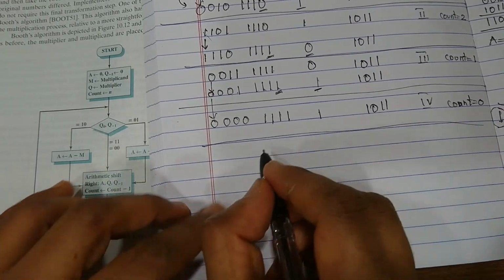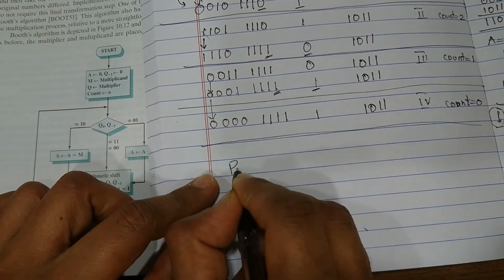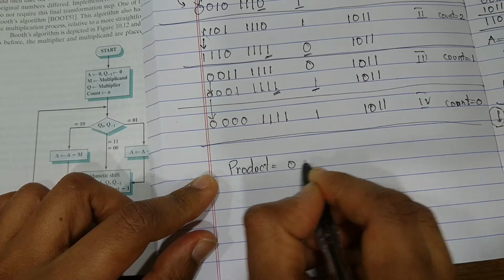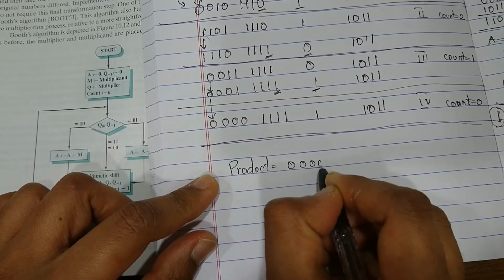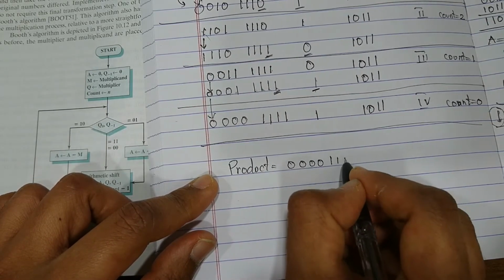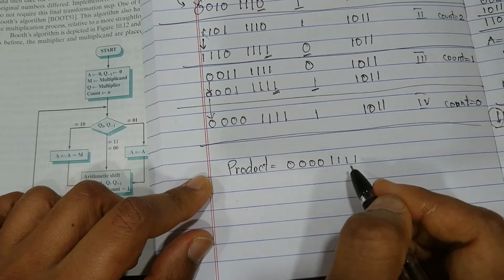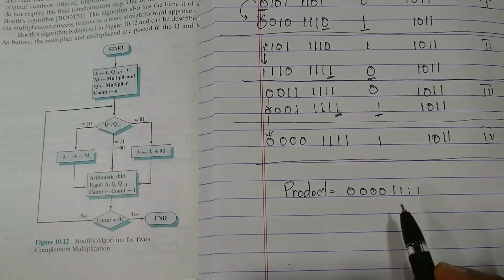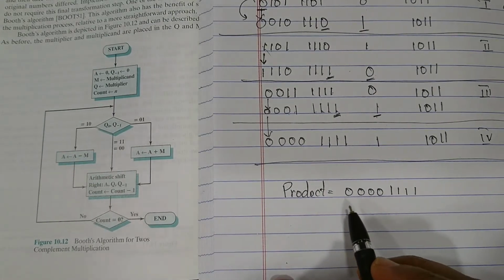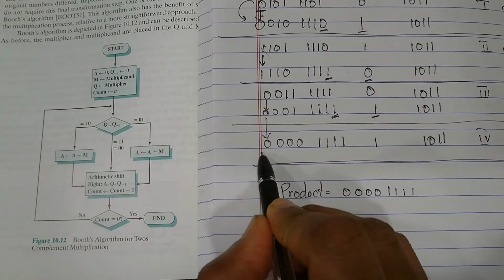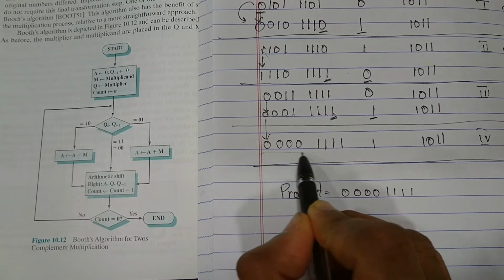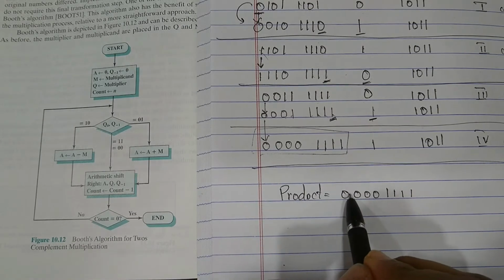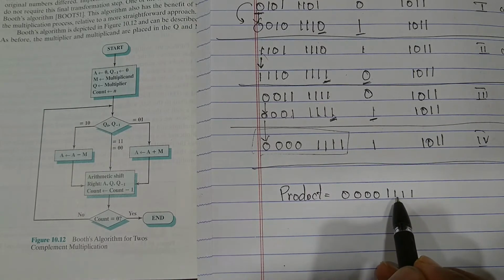In the end of your algorithm, the answer product you got is A and Q, 0 0 0 0 1 1 1 1. So this is the answer. Here we got the result. The content of A and Q is the product, which is 0 0 0 0 1 1 1 1.